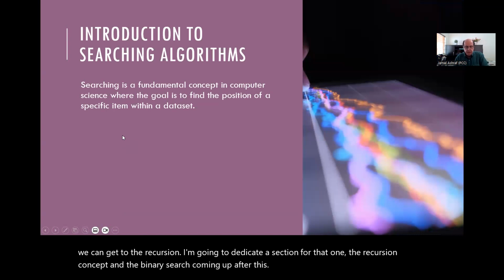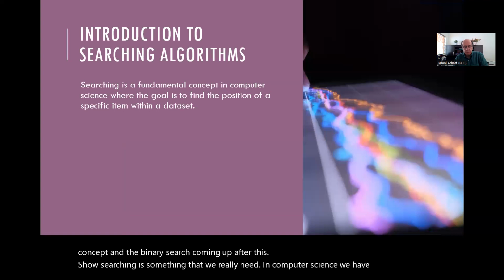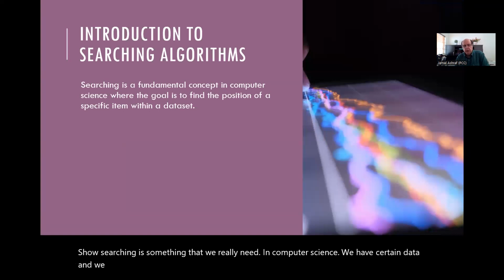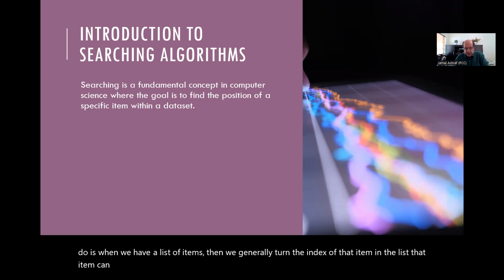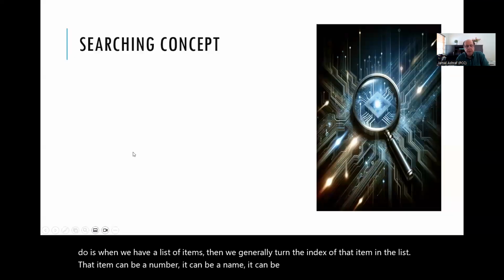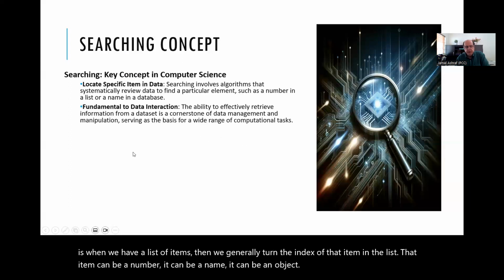So searching is something that we really need in computer science. We have certain data and we need to look for something, we need to find something. Generally, when we have a list of items, we return the index of that item in the list. That item can be a number, it can be a name, it can be an object.